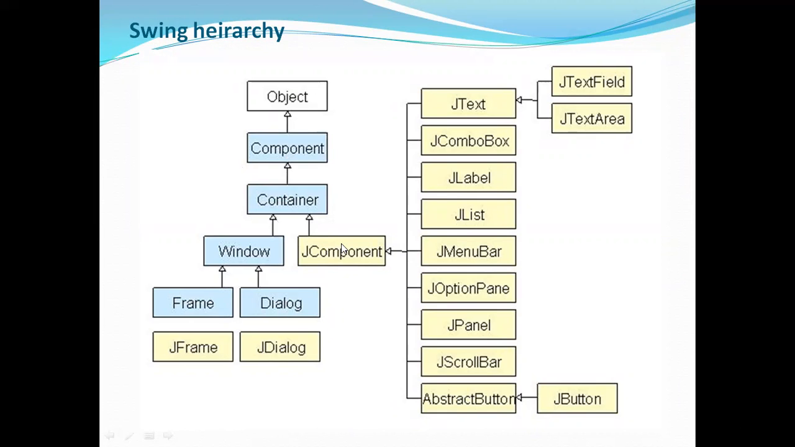Now, we should remember one thing: all the components in Swings are preceded by the letter J. Everywhere you'll call it JComponent, JList, JLabel, JComboBox, JText, and so on. Whereas in AWT we just called it Component, Text, Label, List, and so on. Here we call it JLabel and so on. Similarly, Frame is called JFrame and Dialog is called JDialog. Likewise, we'll be calling every component in Swing preceded by J.